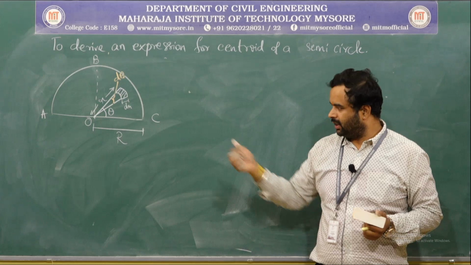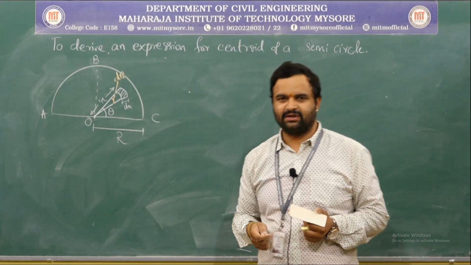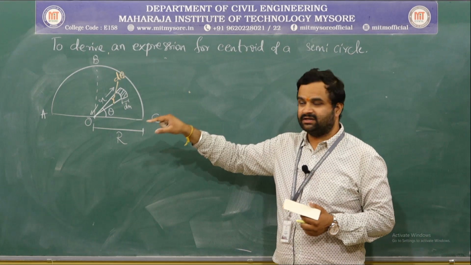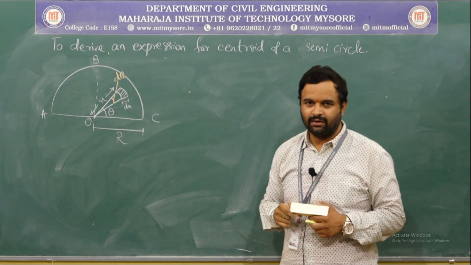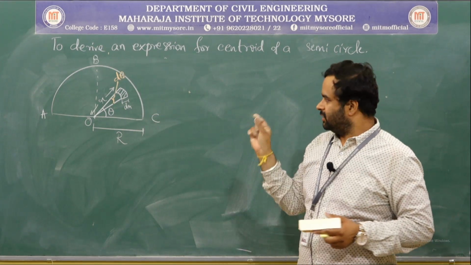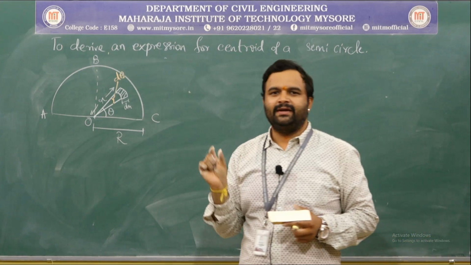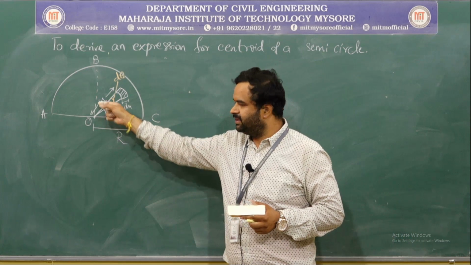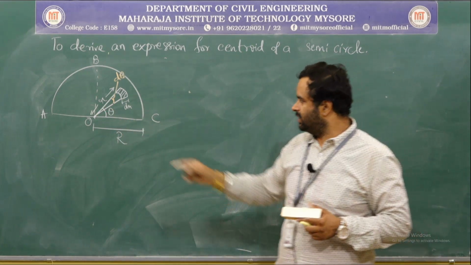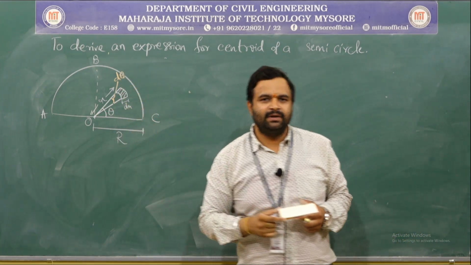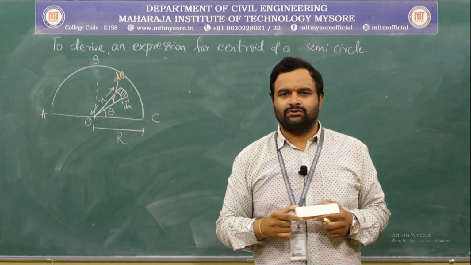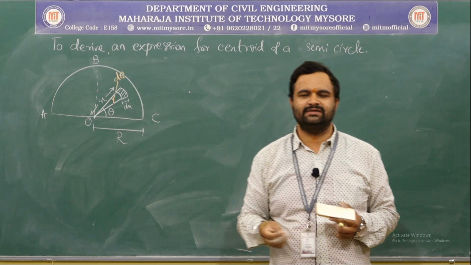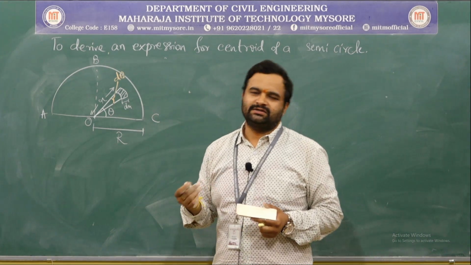Let capital R be the radius of the semicircle, and let us consider a smaller element at a radial distance of small r from the origin. Let the depth of the smaller element be dr, the angle of inclination be theta, and the smaller elemental angle be d theta. So if you write all these things, the next step is we can easily derive the centroid.